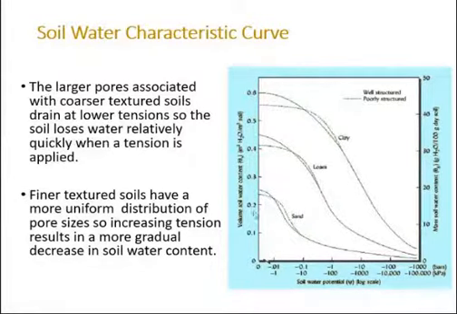If you look at the finer texture, you would find that it has a more uniform distribution of pore sizes, and therefore the gradual increase in the tension actually leads to a gradual decrease in the soil moisture content. Why? Because this soil has smaller, more uniform pores, and therefore it doesn't drain very fast compared to the sandy soil.